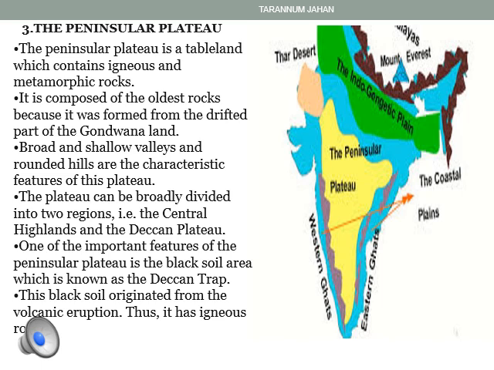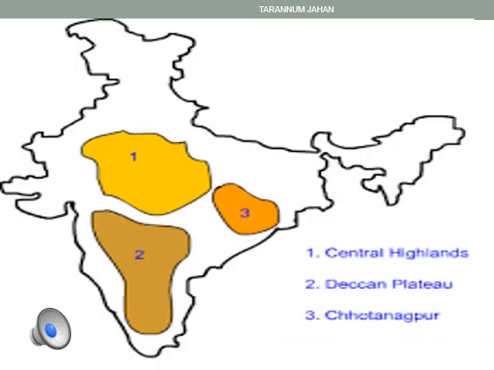The Peninsular Plateau is again divided into two, that is the Deccan Plateau in the south and the Central Highlands that are in the center of India in the north. Between these both plateaus we have Narmada River. Just have a close look at the map and see where the Central Highlands are, where is the Deccan Plateau and the Chota Nagpur Plateau.